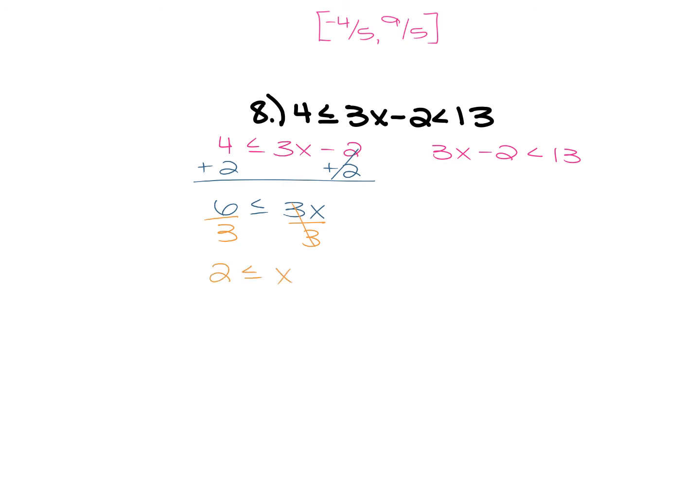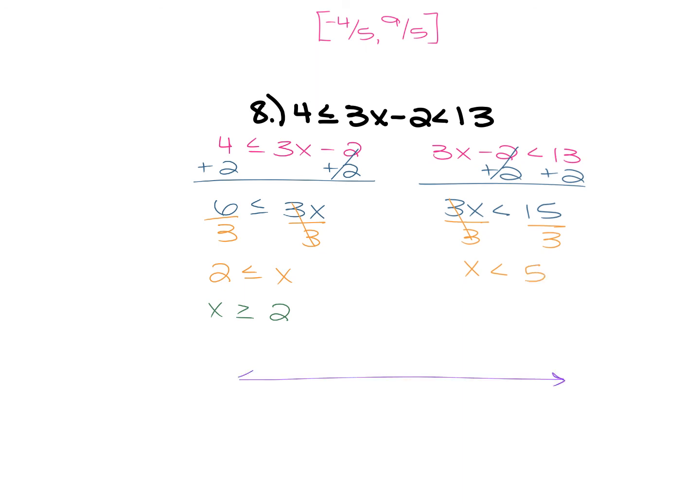I don't like when x doesn't come first, so that's going to give me x and 2, x on the left, 2 on the right. Sign's open to x, stays open to x. For the inequality we have on the right, we're going to move the 2 over, adding it to both sides. So that gives us 3x is less than 15. Then we divide each side by the 3, and we have that x is less than 5.